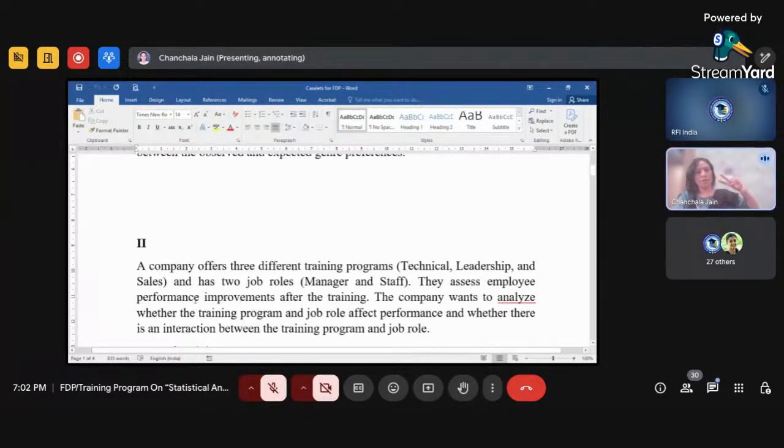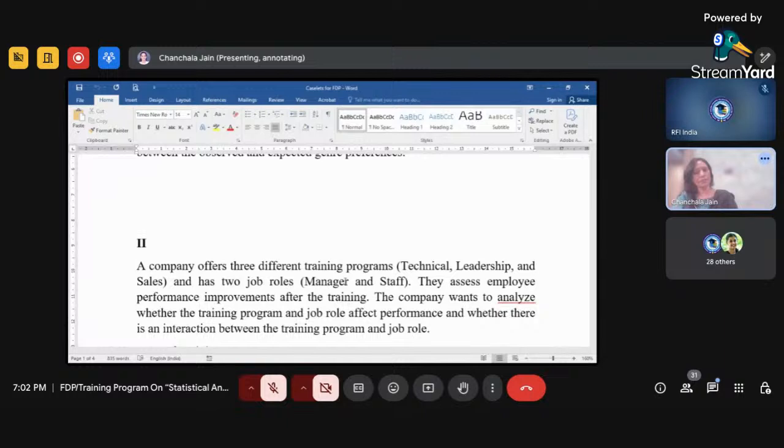Right? Yes. And if we want to see the interaction, we'll go for the two-way ANOVA. We will first see the individual impact of these two independent variables: whether the training program is making any changes in the performance or not, whether the job category is making any changes in the performance or not. And then when we consider the job role and the type of training program together, whether this is making any impact on performance or not.